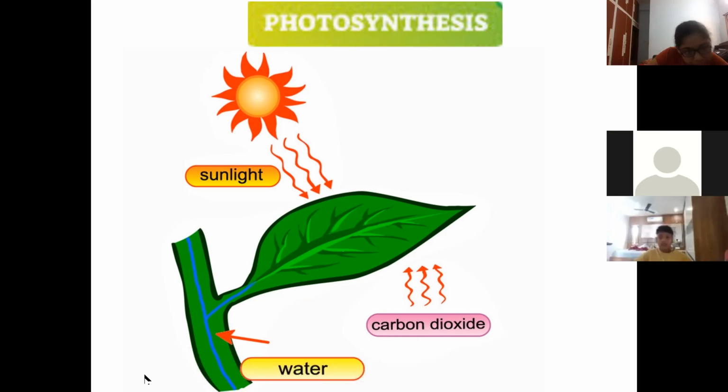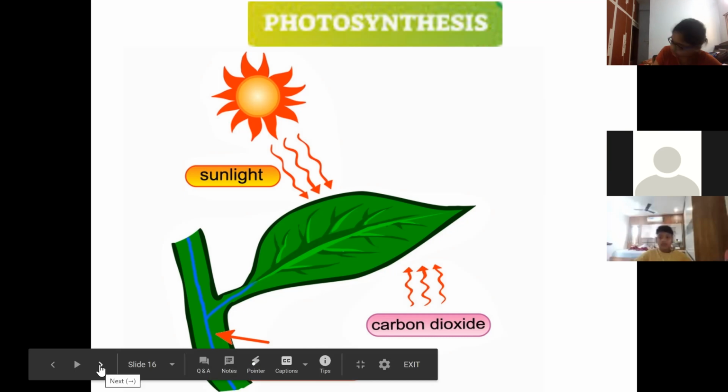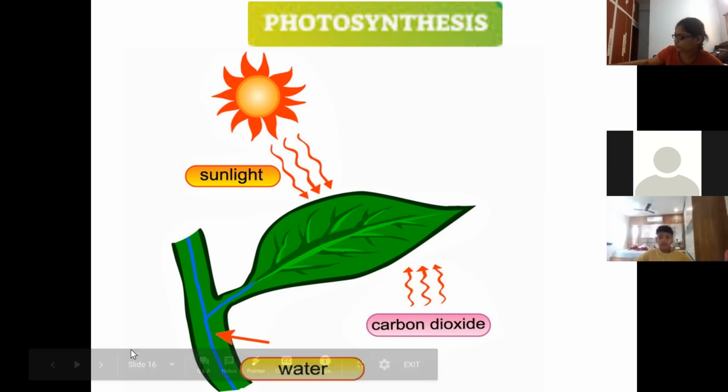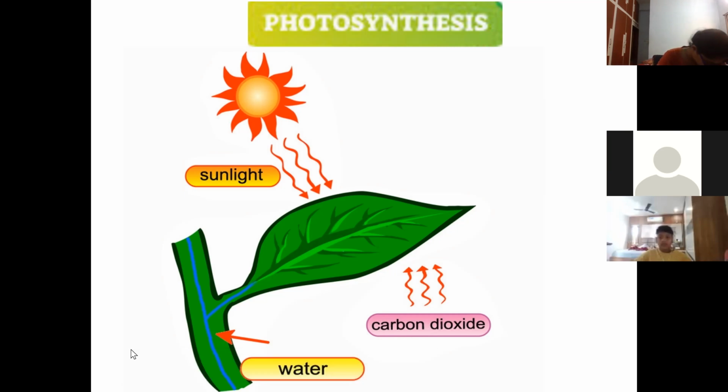Process of photosynthesis. Learn and write. Should we draw the diagram? First of all, you just write it down. Later on, you can even draw this also. Which points, ma'am? Fourth and fifth, you just write down. Chlorophyll present in the leaves traps sunlight.